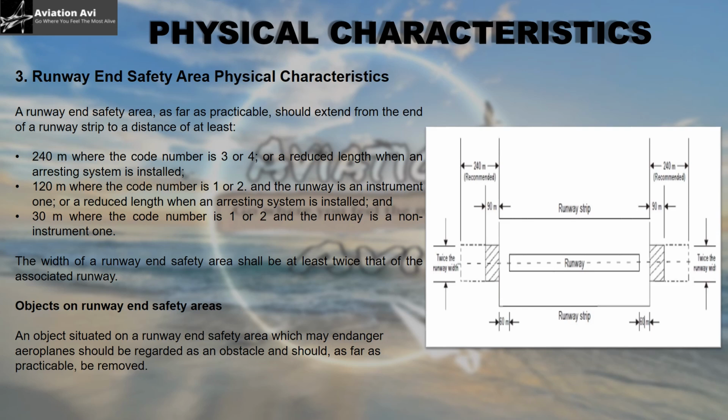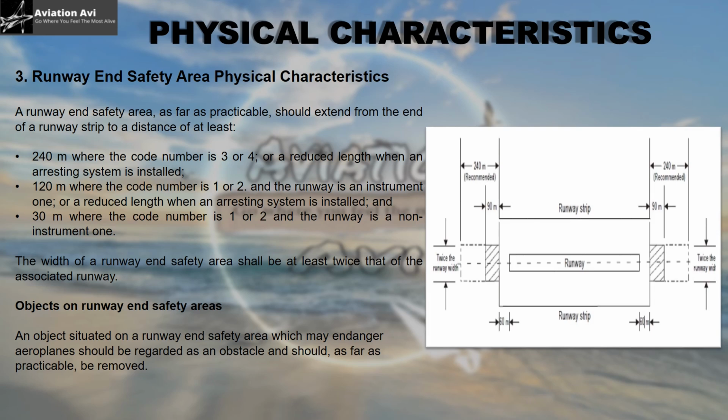The width. We have understood the length of the RESA. Let us look at the width. The width of the RESA shall be at least twice that of the associated runway. Now let us consider this is a 45-meter width runway. In that case, the width of the RESA shall be at least 90 meters.